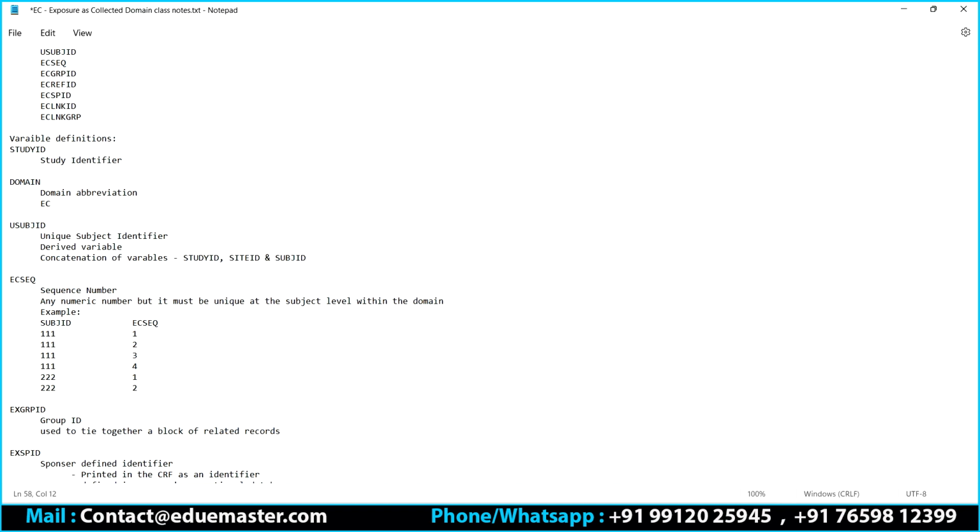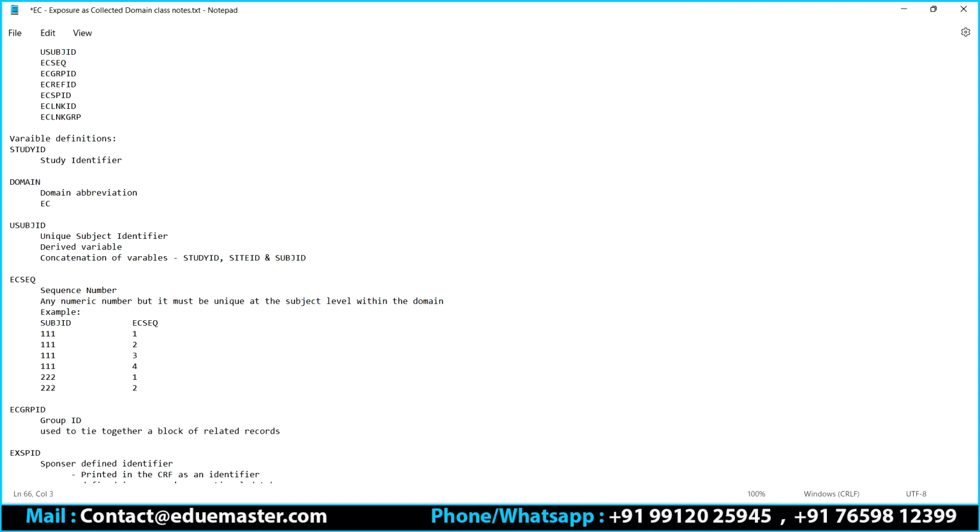So you are the one who is going to generate this particular number, and you can generate this by using your first dot and last dot, or you can also use any other treatment, right? What coding level we want to use, we don't need to worry about it, but all we need to understand is this is the one which is going to be unique at a subject level within the domain. Then we have a group ID.